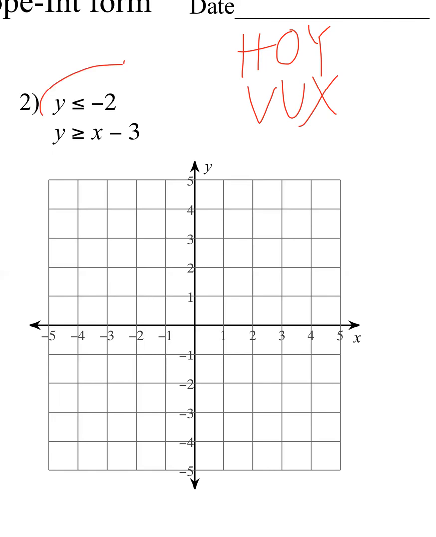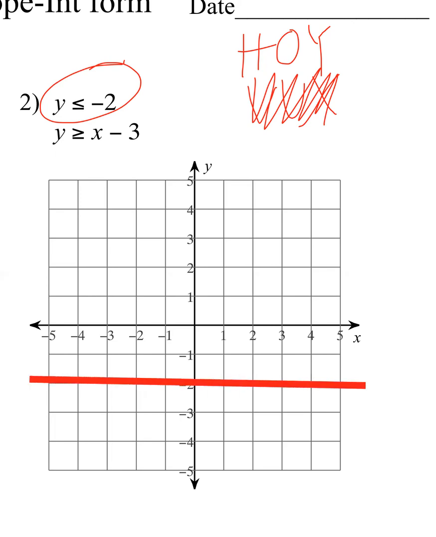So I'm looking at this one. This one does not have an X in it at all. It's just a Y. So I'm not going to be dealing with that. So this is a Hoy. It's a horizontal line at -2. Okay, and then I also asked myself, is this going to be a solid line or a dotted line? Hopefully you're saying solid because it does have the bar underneath. So horizontal line at -2. There we go.